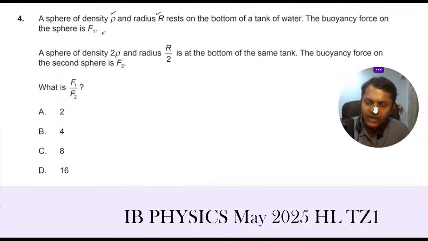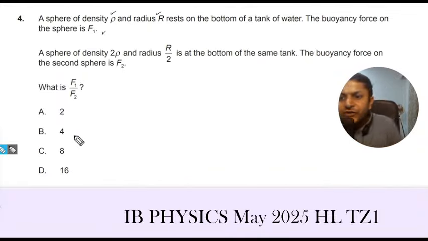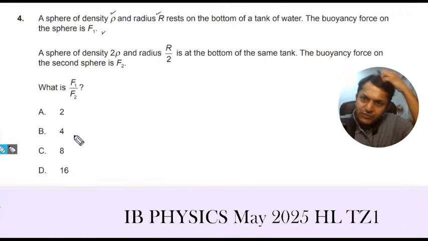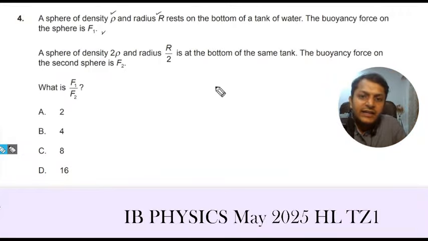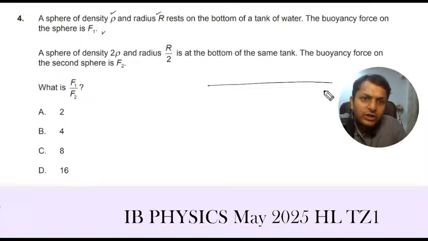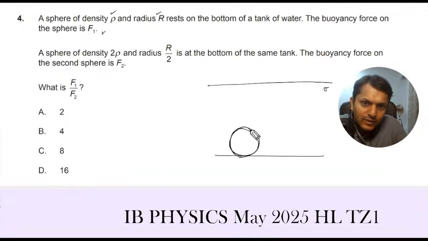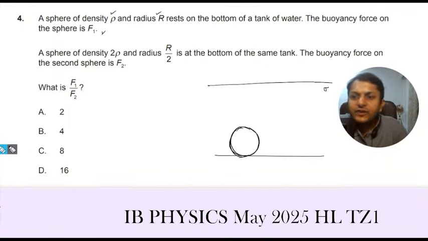What is F1 divided by F2? First of all, we have to be very clear about this. Let's say there is this water. The water's density is sigma, and this is the bottom. There is a sphere here which has the radius R, and it is placed like this. This sphere of radius R has the density rho.